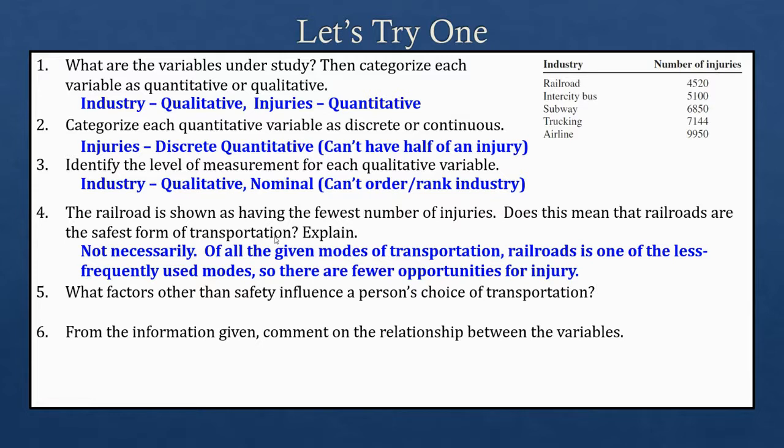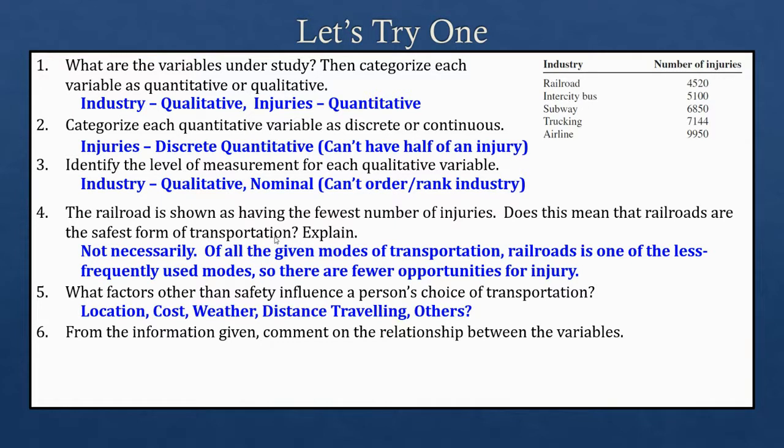Number 5 says, what factors other than safety influence a person's choice of transportation? There are a bunch of different answers here, but this would be another kind of background information that we would want to think about if we really wanted to take this information and accurately portray it or use it to convince somebody of something. In this case, lots of different things could go here.